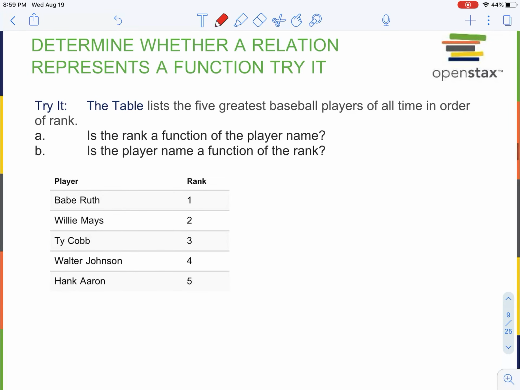All right, so your turn. This is a try it. So that means it's your turn. The table lists the 5 greatest baseball players of all time in order of rank. So you want to do part A: is the rank a function of the player's name? And part B: is the player's name a function of rank? So what we want you to do is pause the video, try part A, try part B. When you're finished, click play, and we'll go over the answer. All right, go ahead and hit pause.